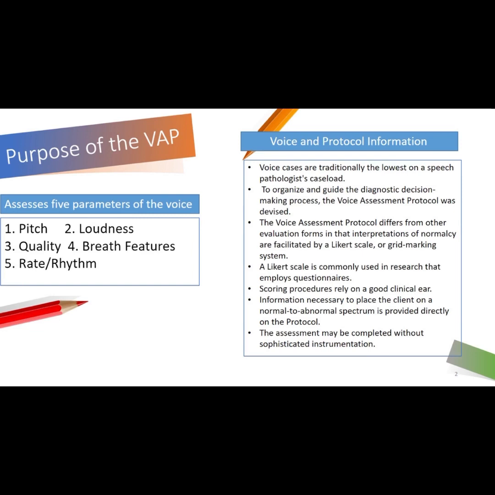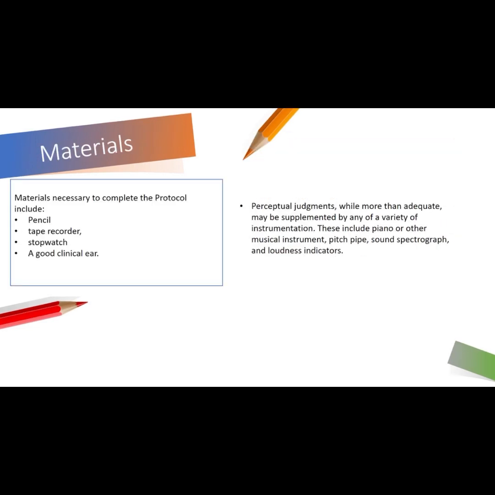The assessment may be completed without sophisticated instrumentation. The materials necessary to complete the protocol include pencil, tape recorder, stopwatch, and a good clinical ear. Perceptual judgments, while more than adequate, may be supplemented by any variety of instrumentation. These include piano or other musical instruments, pitch pipe, sound spectrograph, and loudness indicators.